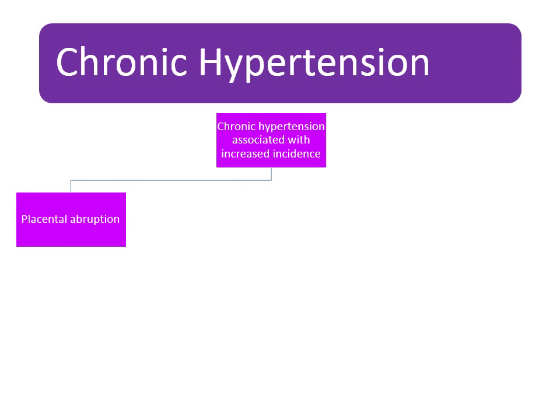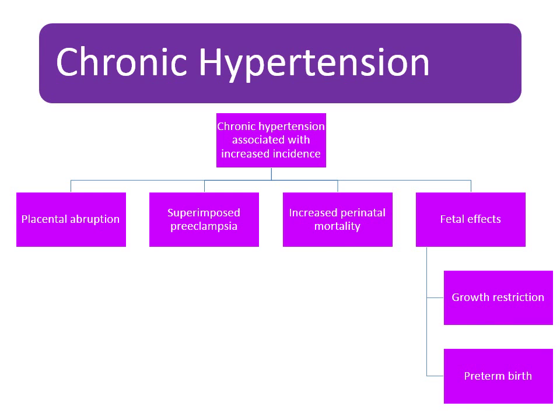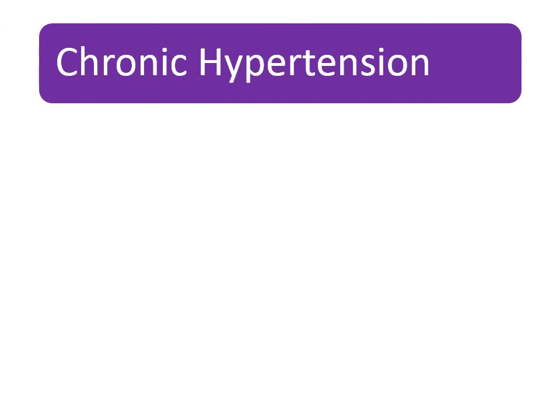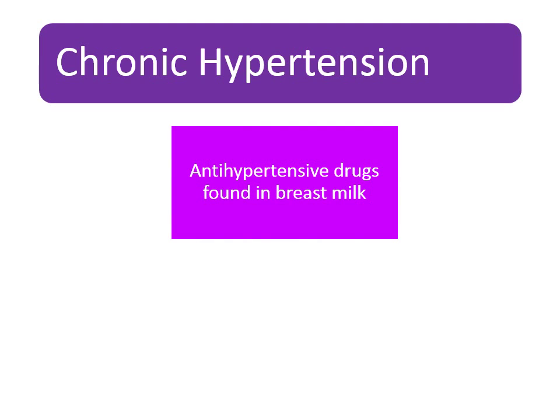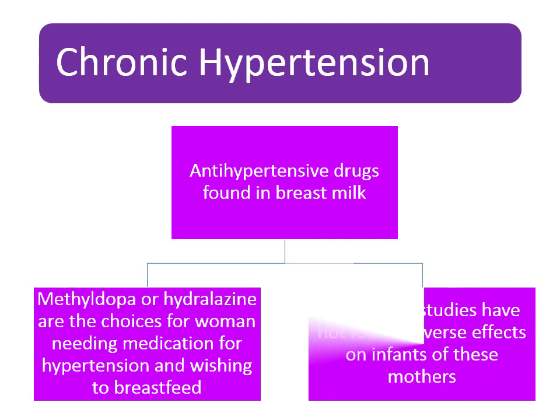Chronic hypertension is associated with increased incidence of placental abruption, superimposed preeclampsia, increased perinatal mortality, and fetal effects such as growth restriction and preterm birth. The antihypertensive drugs given in chronic hypertension are found in breast milk. Methyldopa or hydralazine are the choices for women needing medication for hypertension and wishing to breastfeed. Short-term studies have not found adverse effects on infants of mothers who take methyldopa or hydralazine. That concludes our lesson on hypertension in pregnancy.